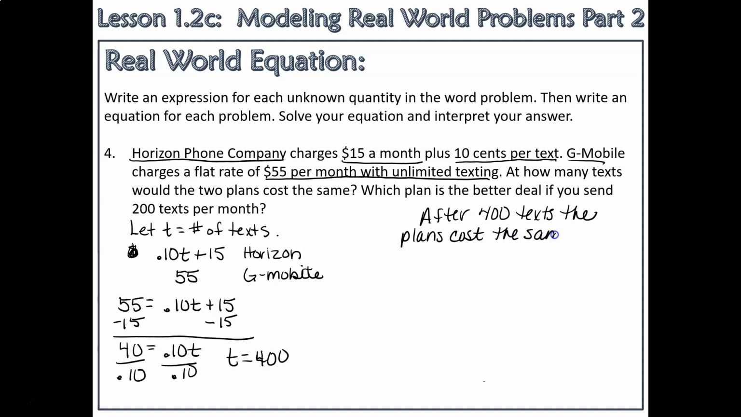All right, we got to answer that last part. Which plan is a better deal if you send 200 texts per month? Well, we know that no matter what, G-Mobile, doesn't matter how many texts you send, is going to be 55 bucks. So let's do this. Let's take Horizon and replace that T with 400 and then add 15 to see how much we come up with. So this is 40.